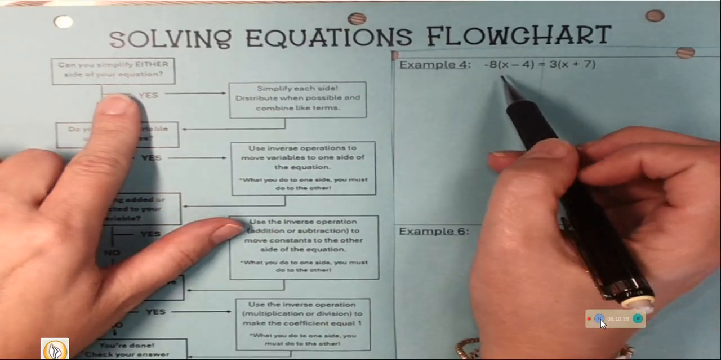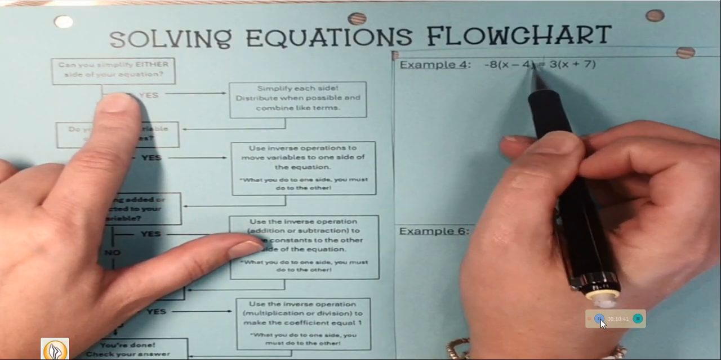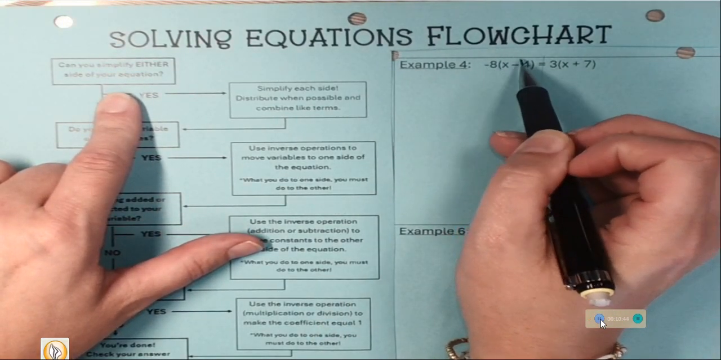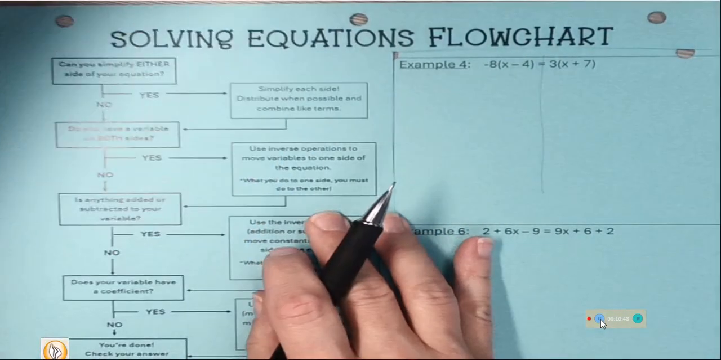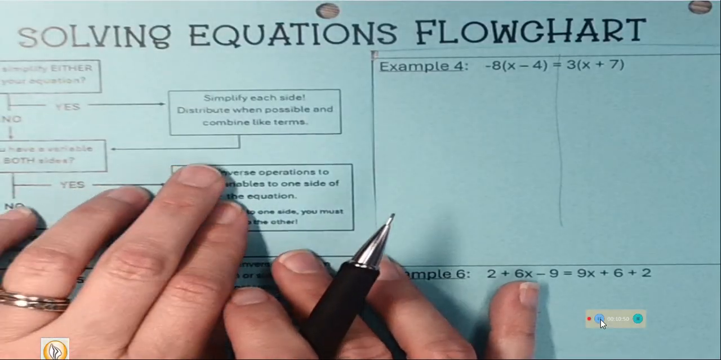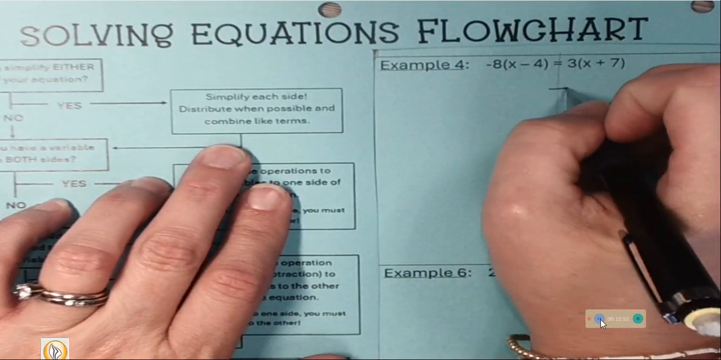So, can you simplify the left side? Is there any math you need to do? Yep. What have you got to do on the left side? You got to distribute. So let me zoom in a little bit. So I'm going to distribute. I'm going to keep my equals in the middle.